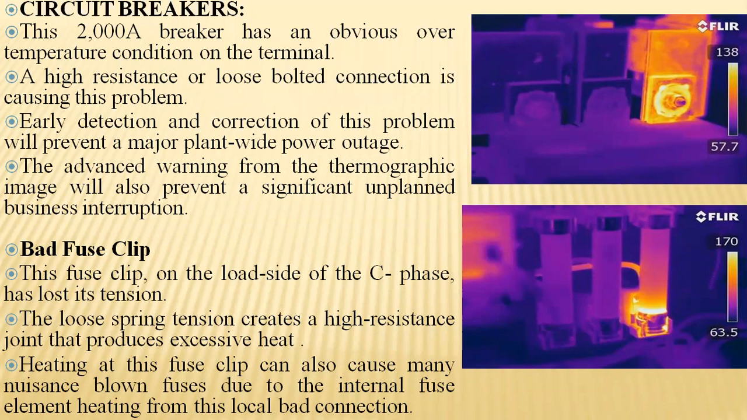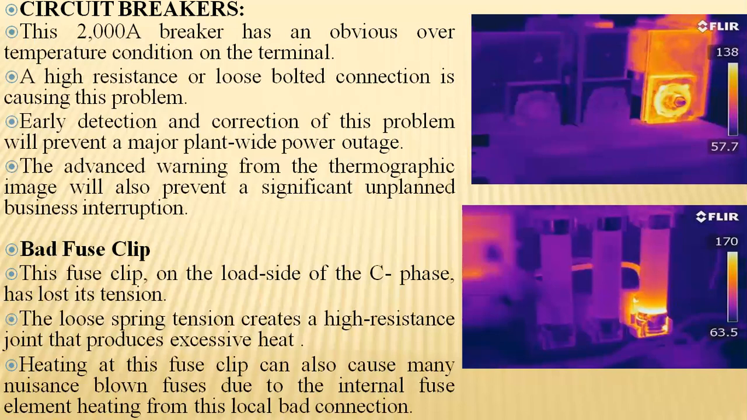Circuit breakers. A 2000 ampere breaker, when obvious in its temperature conditions, has a high resistance, and a loose bolt connection causing a problem can be visualized here. By these infrared rays, early detection of these problems comes into the picture, for controlling unwanted situations that are yet to take place in the near future.